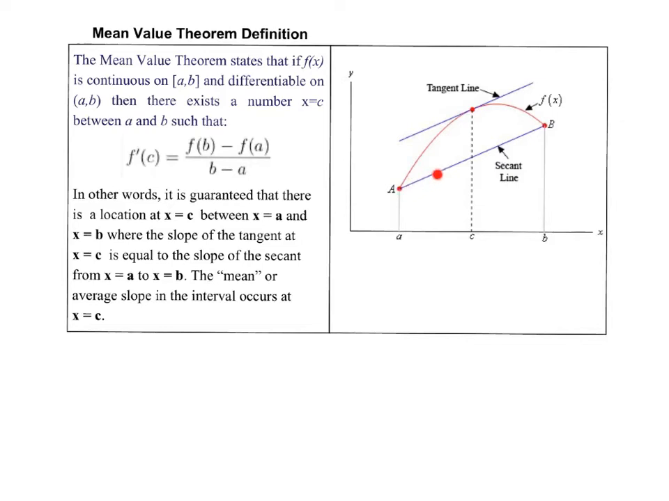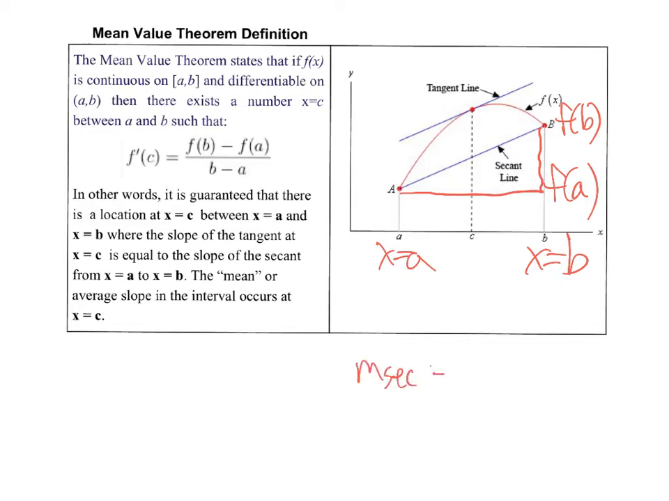All it says is the slope from a to b, which is this slope here, right? And this right here would be f at b. This is f at a, right? And then this is x equals a, x equals b. So what is the slope of that secant from a to b? The slope of the secant is f at b, the y value at b, minus the y value at a, all over b minus a.